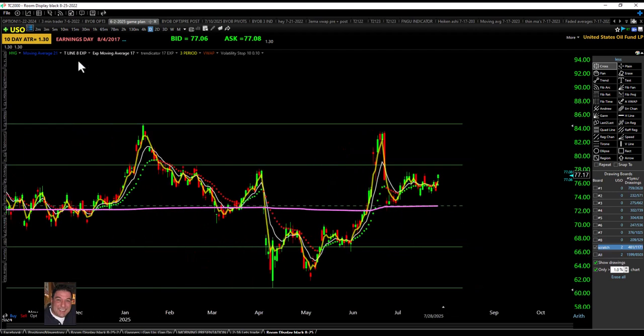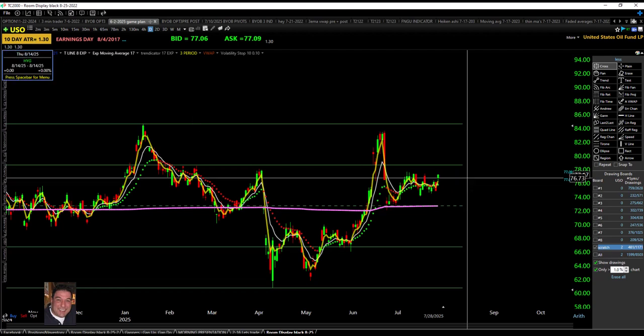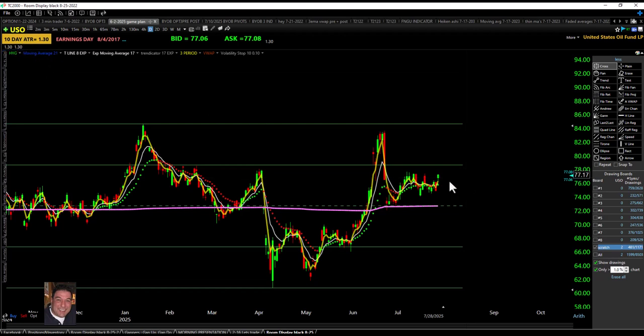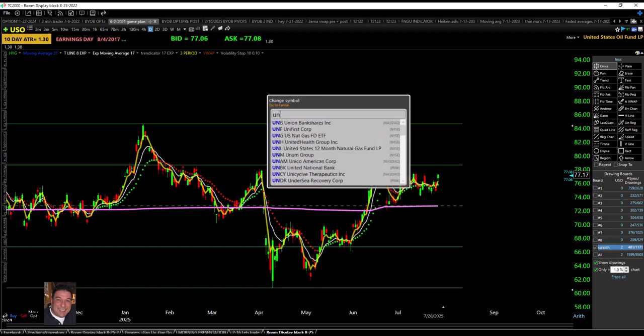So there's USO in an uptrend, acting bullish and in the upper third. I'm going to give it to them. It looks really close. Actually, it looks like it's in. So USO is bullish and in an uptrend. Let's take a look at UNG.